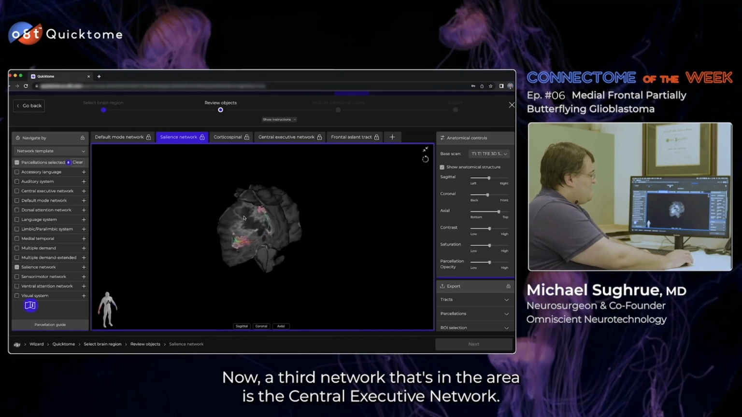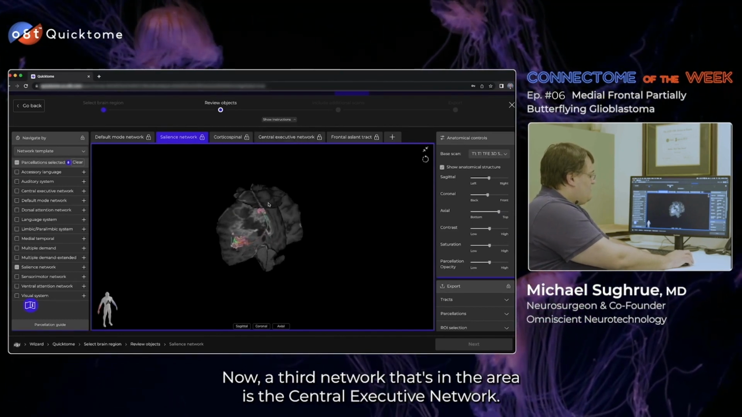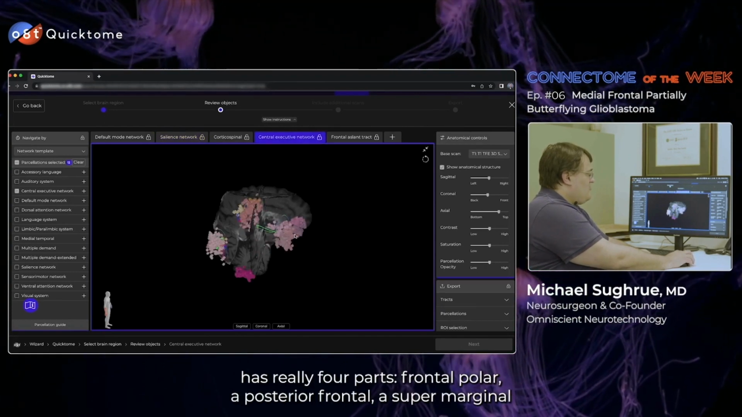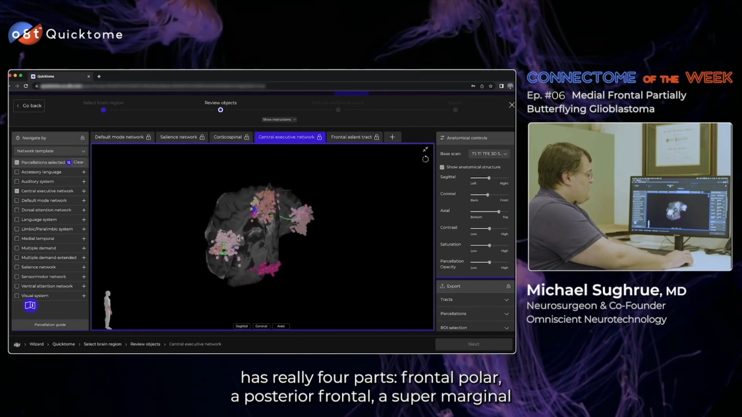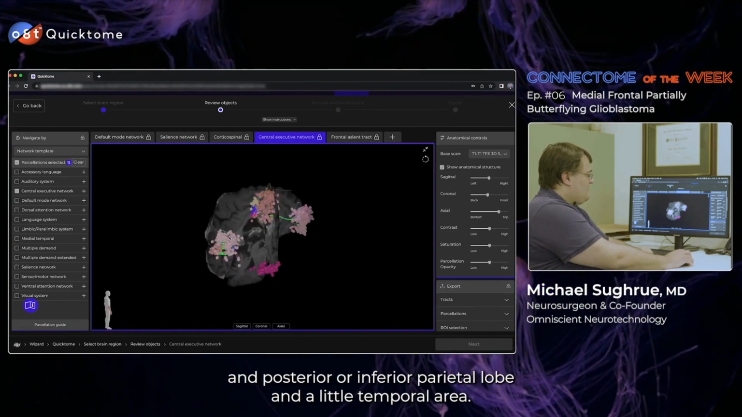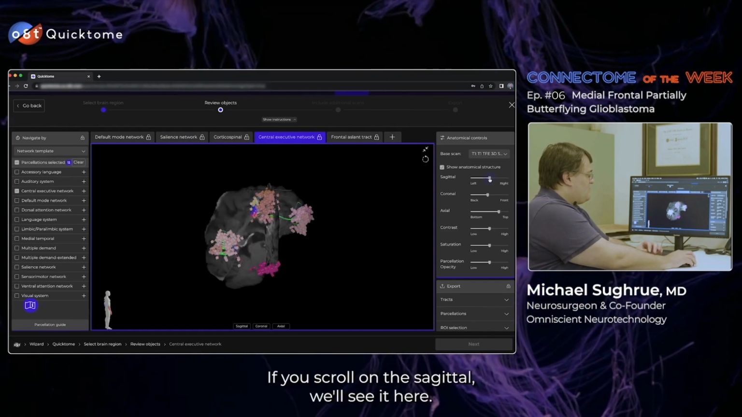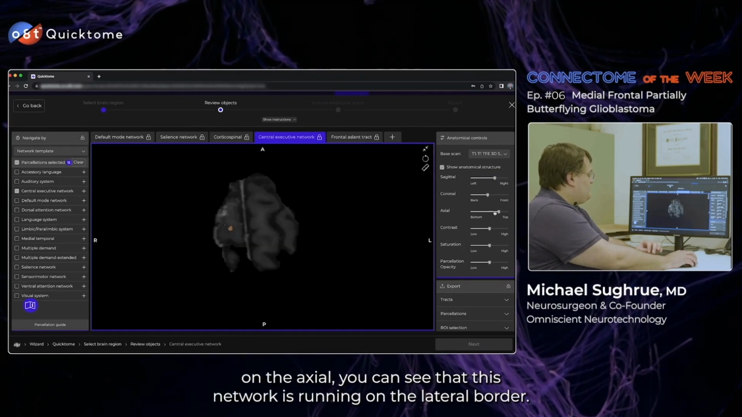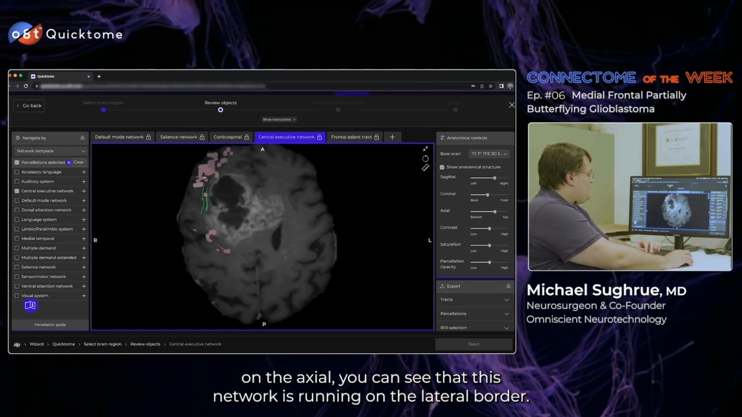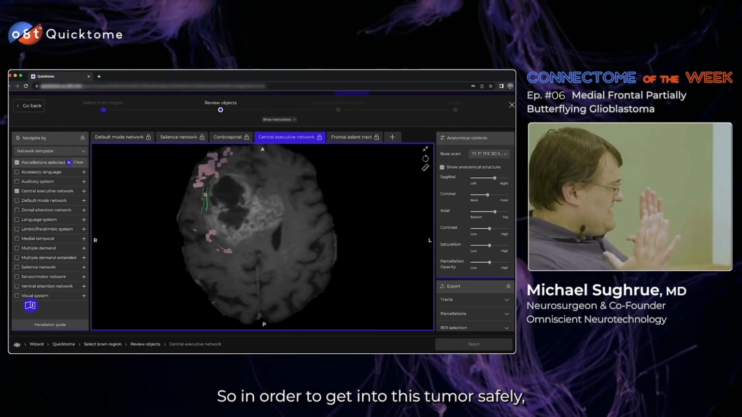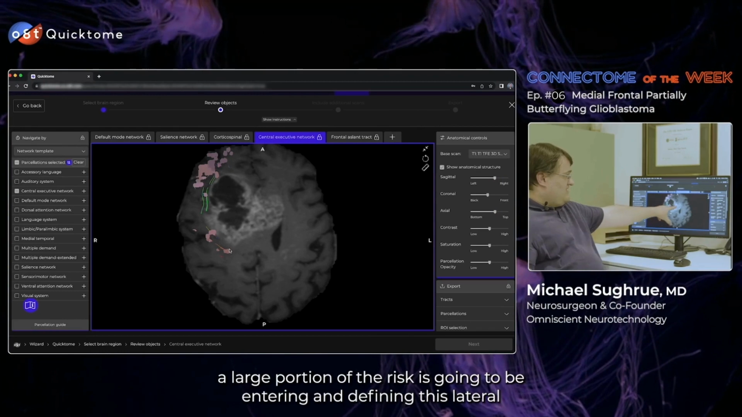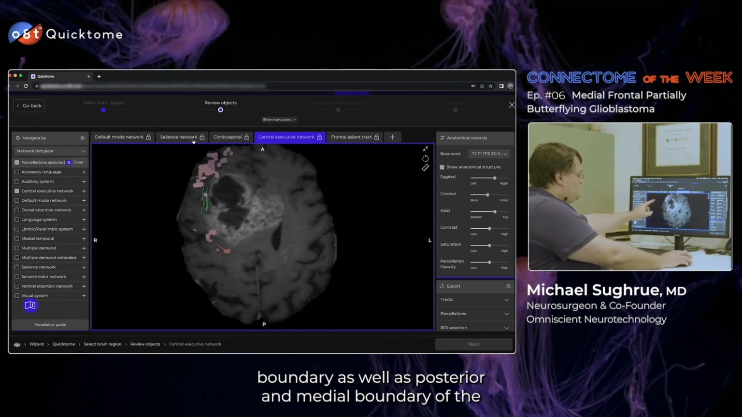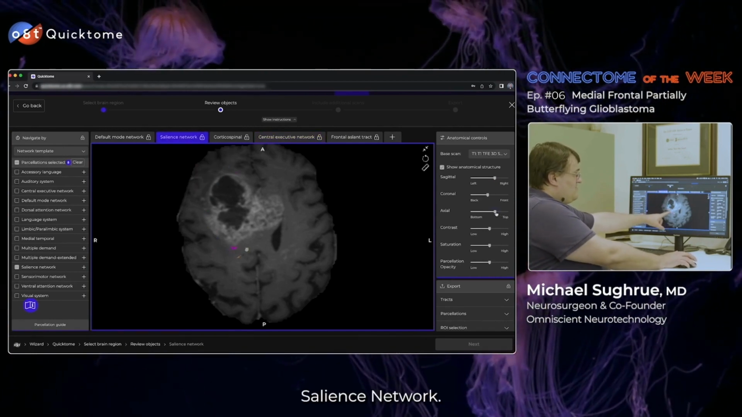Now, a third network that's in the area is the central executive network. And the CEN, if we go to the tab here, has really four parts: a frontal polar, a posterior frontal, a supramarginal, a posterior or inferior parietal lobe, and a little temporal area. If you scroll out on the sagittal, we'll see it here. Now, as we begin to look at this on the axial, you can see that this network is running on the lateral border. So in order to get into this tumor safely, a large portion of the risk is going to be entering and defining this lateral boundary, as well as this posterior and medial boundary with the salience network.